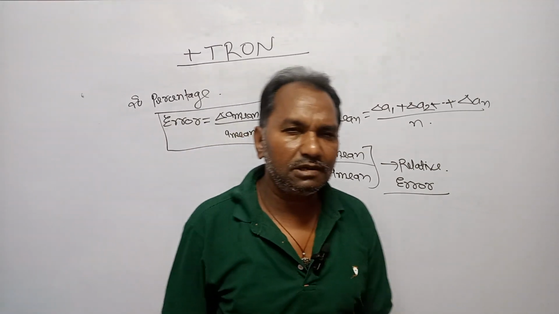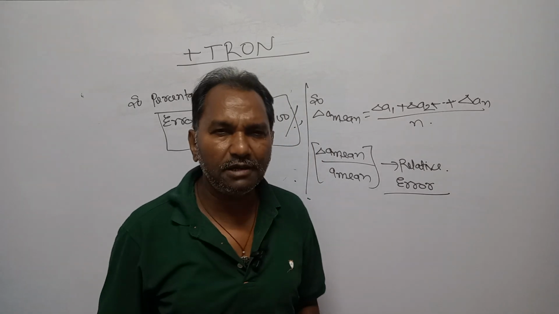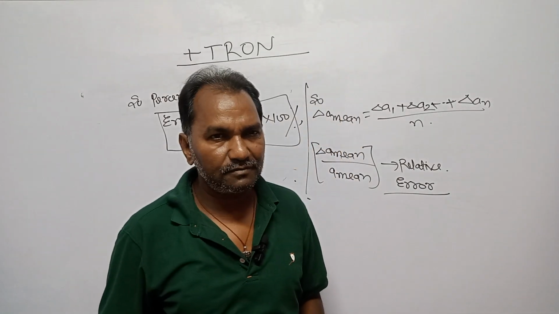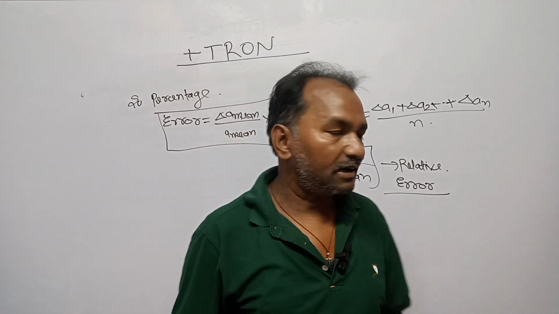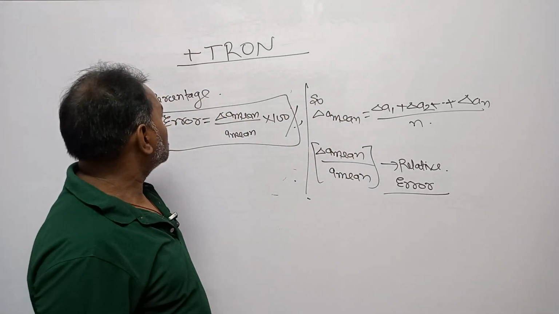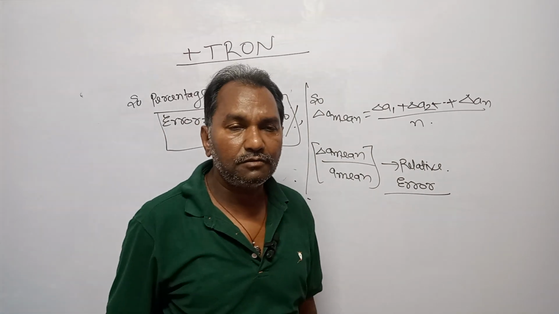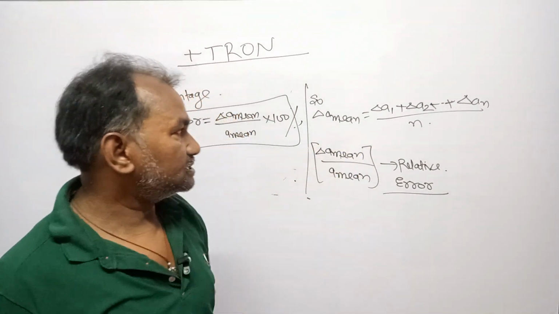Now dear students, in every experiment there might be possible errors of 1%, 2%, 3%, 4%, not more than that. So we have got the percentage error, that is delta A mean divided by A mean into 100. This is the percentage error.